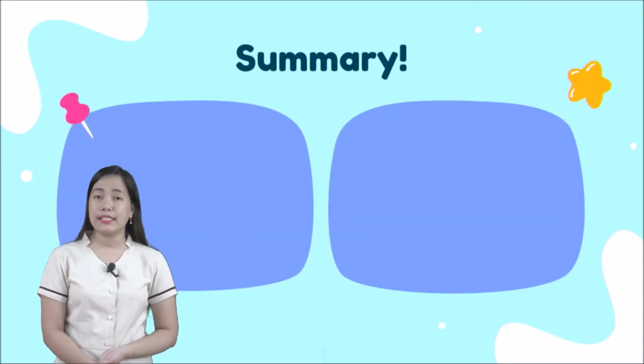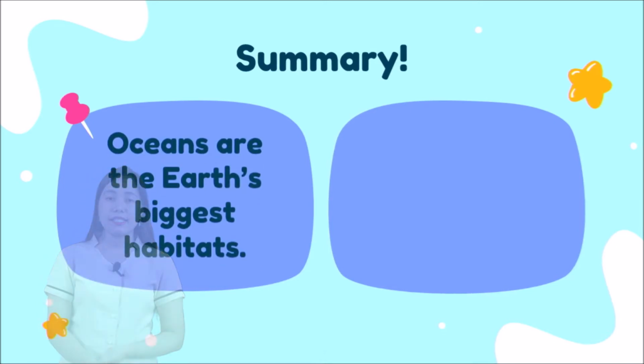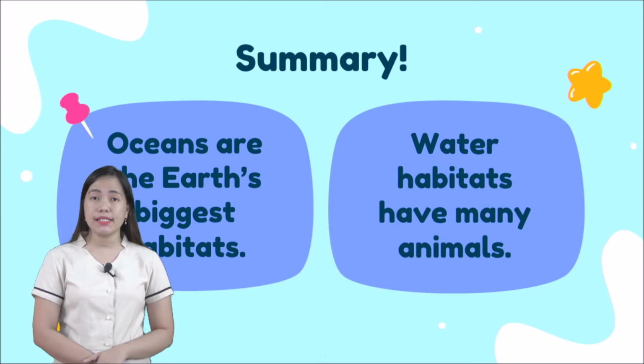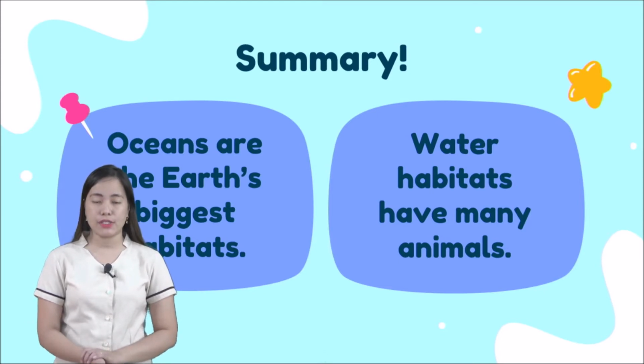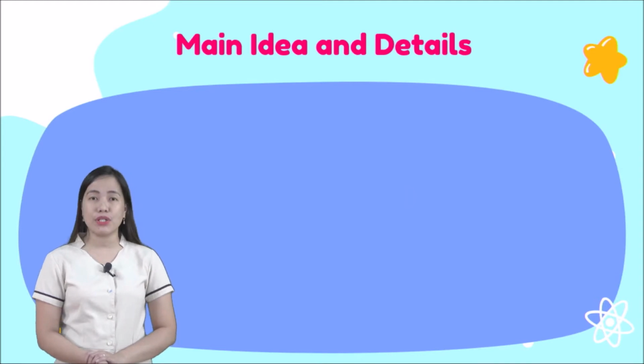Now, for the summary of our lesson, oceans are the Earth's biggest habitats. That's why I told you oceans are the biggest body of water among our water forms. Okay, kids? And water habitats have many animals. You can see fishes, octopus, shrimps, squids, and many more. Okay, kids? Also the whales and plankton. Now, let's answer your book.